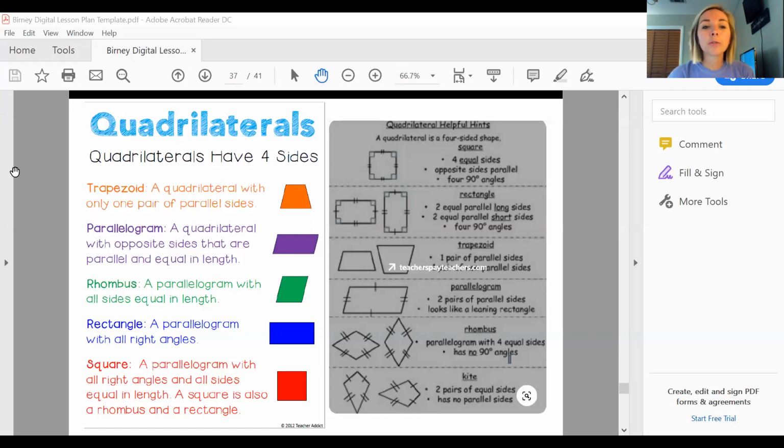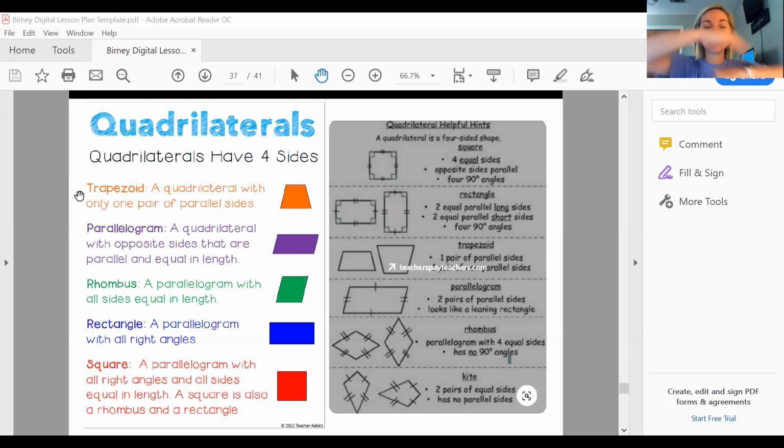All right, so quadrilaterals have 4 sides and 4 angles. But then we have different types of quadrilaterals. So up at the top, the first one that they have in orange is a trapezoid. A trapezoid is a special quadrilateral because it's the only one that has 1 pair of parallel sides. Top and bottom are parallel. Remember, they go in the same direction forever and ever without crossing over each other.